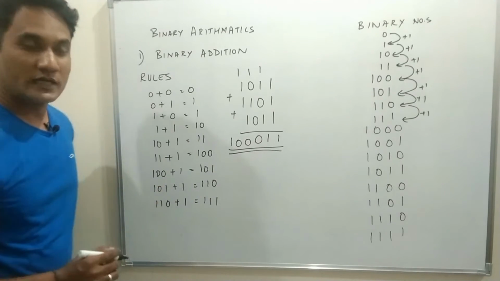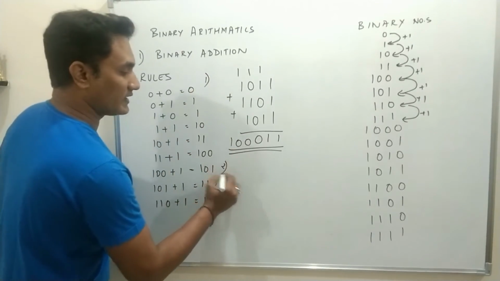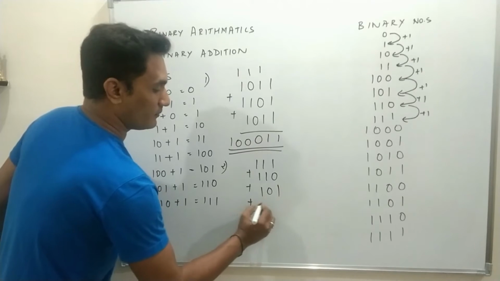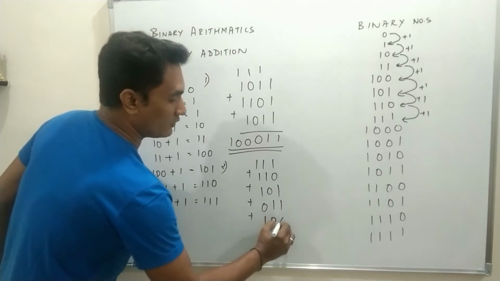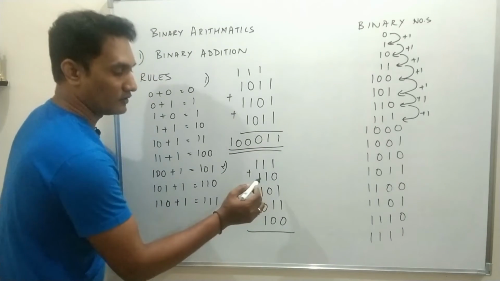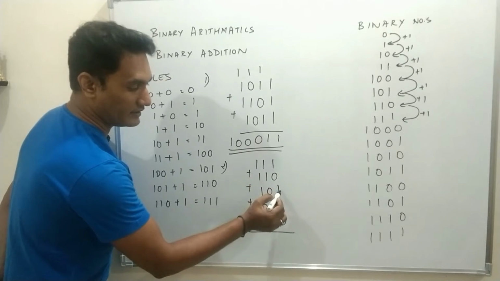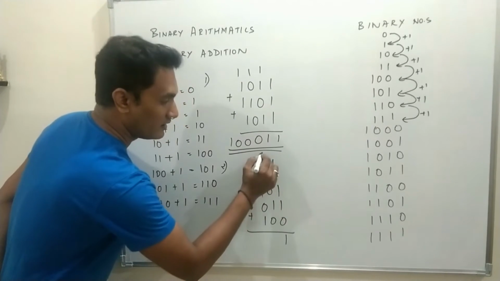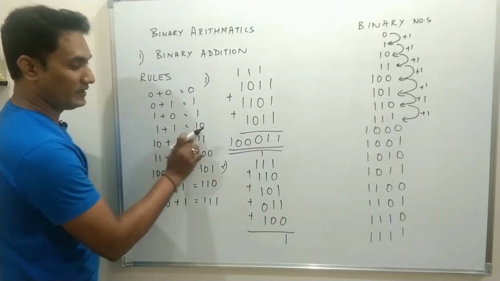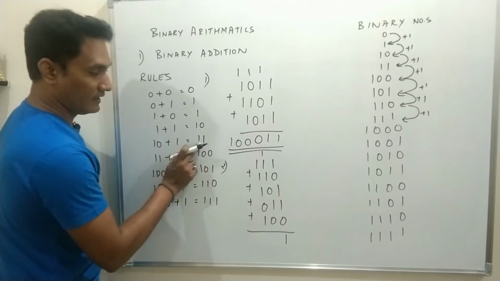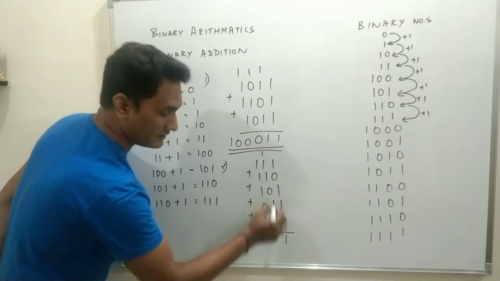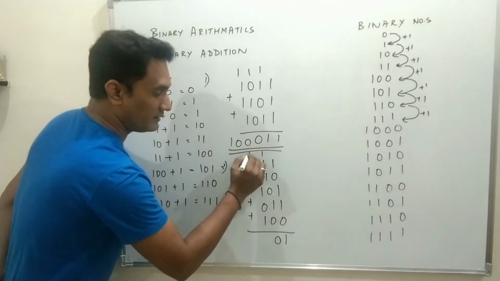I'll take one more example so that you can understand properly. This is the first, second, say 111 plus 110 plus 101 plus 011 plus 100. Let's add these numbers. Again we start with the LSB. 1 plus 1 is 10, 10 plus 1 is 11, so it will be 1 with 1 carried forward. In the second column it will be 1 plus 1 is 10, plus 1 is 11, plus 1 is 100. When you add all these numbers in this column you get 100, so it will be 0 with 10 carried forward.